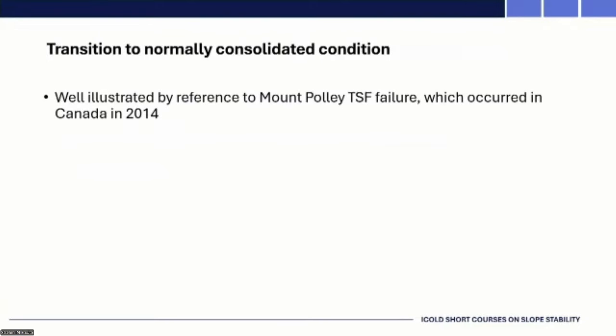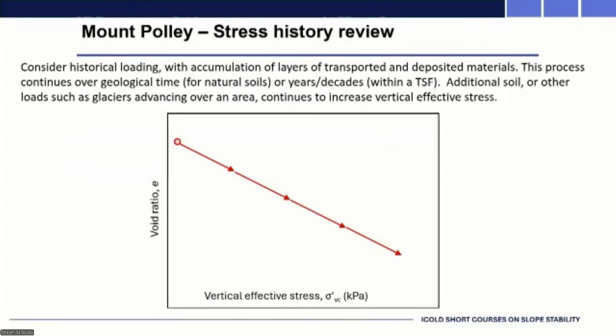It really is pretty straightforward, but if you look at the Mount Polley failure, it probably wasn't fully appreciated what happened there. So let's look at a very simple stress history of what might have happened. We've got this void ratio versus effective stress plot again. Going back in geological time, we get accumulation of layers of sediment. It's deposited, and we get this geological development of soil creeping along down that diagonal line, and we slowly but surely accumulate load.